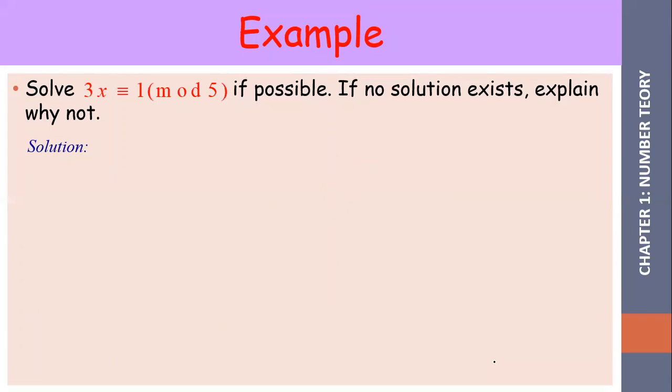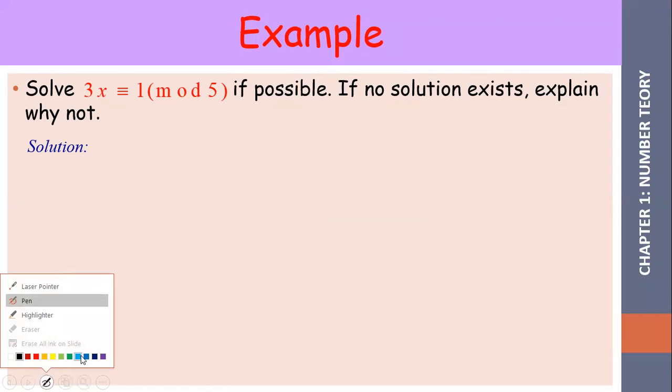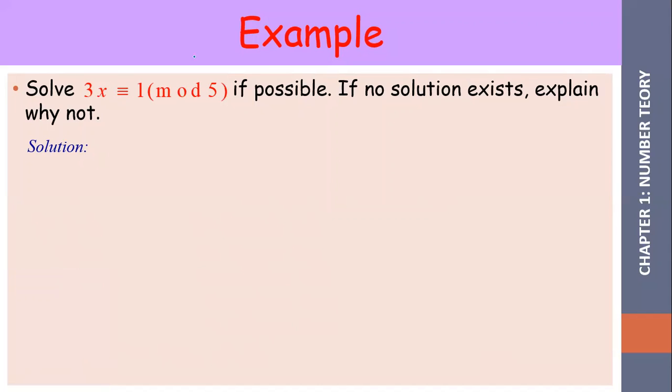Solve 3x congruent to 1 mod 5 if possible. If no solution exists, explain why. Okay, so we have 3x congruent to 1 mod 5. Solve means that we want to find the unknown. So the unknown here is your x. We don't know what x is, so we are going to find the unknown x.